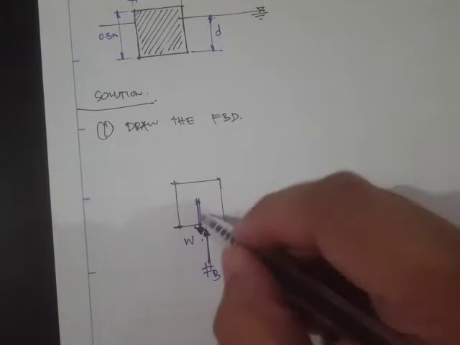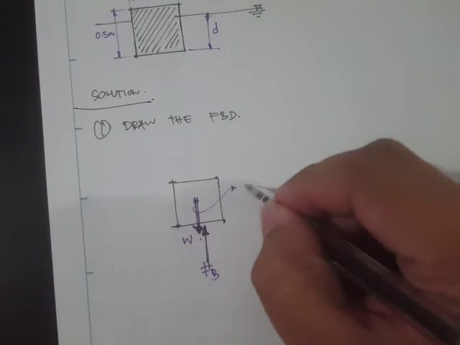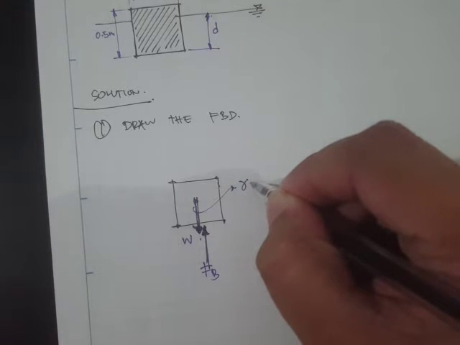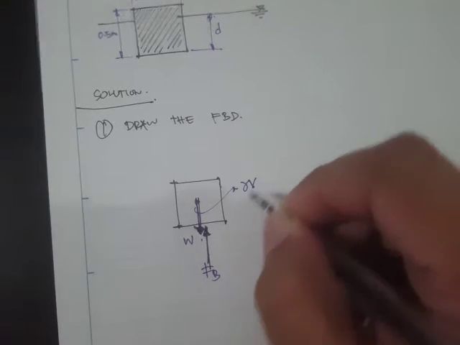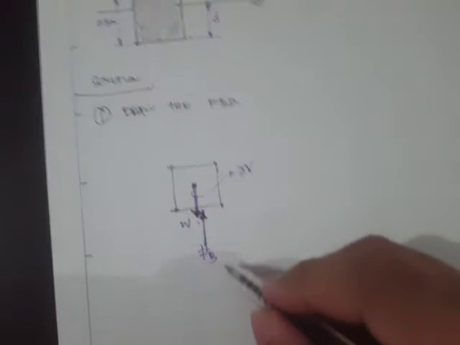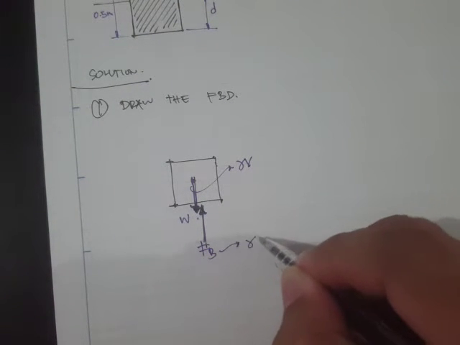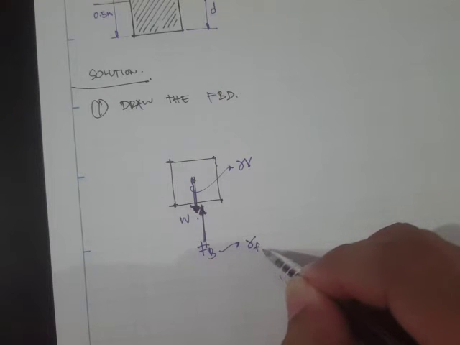Our weight, the equation for the weight, is simply the unit weight times the volume of the solid. And the equation for the buoyant force is the unit weight of the fluid times the displaced volume.